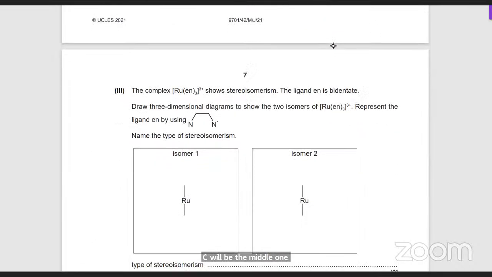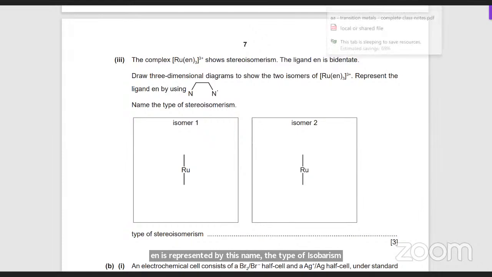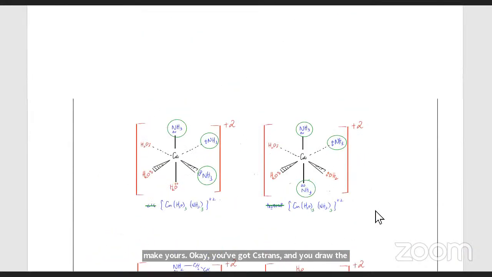अच्छा, फिर next part is कि you're being asked कि the ligand EN is a bidentate ligand, you represent this, EN is represented by this. Name the type of isomerism that is shown by EN. If you have 3 ENs, तो याद रखना जब भी आपके पास you've got 3 bidentate ligands, isomerism में क्या होता है कि you've got cis trans and you've got optical, right? So remember this.